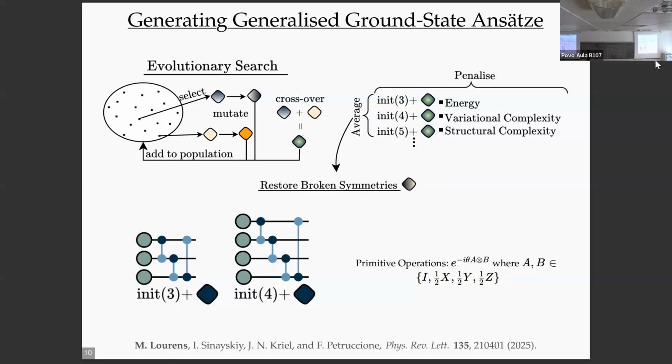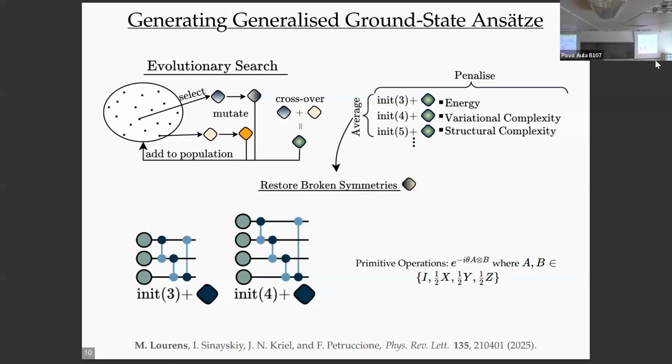Okay. And then we also penalize the complexity of the Ansätze. We penalize the variational complexity and the structural complexity, which is essentially the length of the program. Okay. And this is also where that size scaling property comes in that I was talking about with the QFT. Because the Ansätze knows how to scale with system size, we're able to evaluate Ansätze fitness over multiple system sizes.